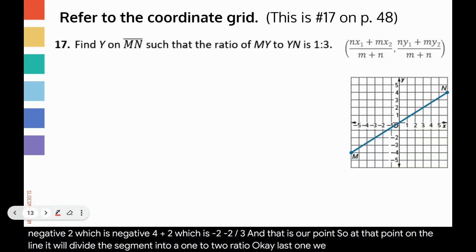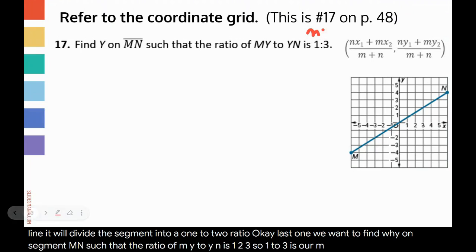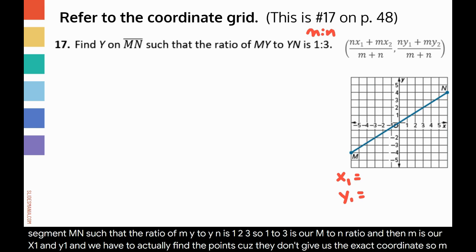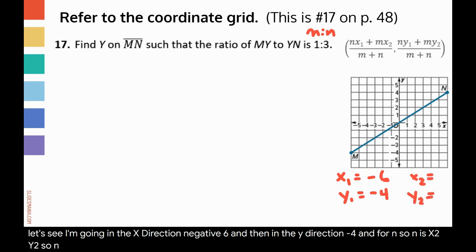Okay, last one, we want to find y on segment MN such that the ratio of MY to YN is 1:3. So 1:3 is our m to n ratio. And then M is our x1 and y1. We have to actually find the points because they don't give us the exact coordinates. So M, let's see, I'm going in the x direction, negative 6, and then in the y direction, negative 4. And N is x2, y2. So N is 6 for x2, and then 4 for y2.